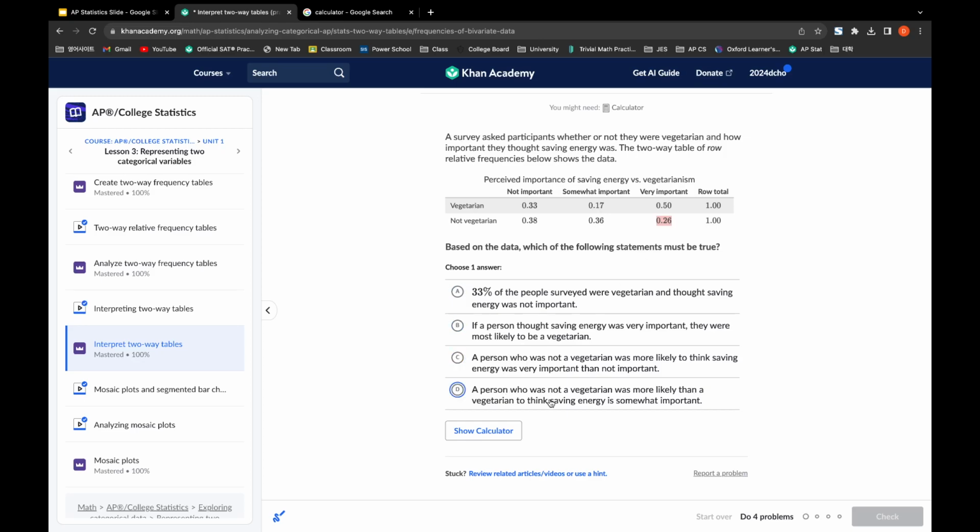Lastly, D: a person who was not a vegetarian was more likely than a vegetarian to think saving energy is somewhat important. Yeah, this is true because if we randomly pick one non-vegetarian, there's a 36% chance that person thinks saving energy is somewhat important, while that of the vegetarian group was 17%.